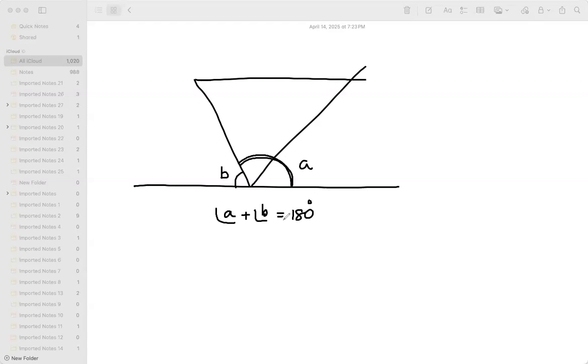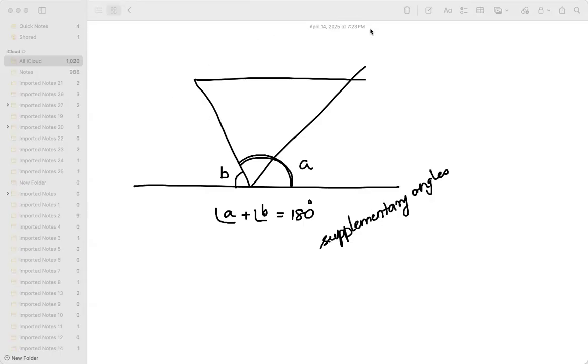Then A plus B equals 180. When the sum of two angles equals 180, what do we call them? Supplementary angles. When two angles add up to 180 degrees, they are called supplementary angles.